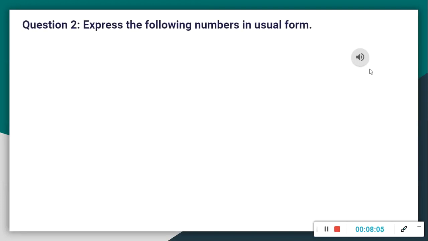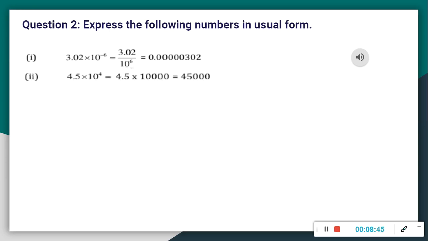Now see question number 2. Express the following numbers in usual form. It's already given in standard form. We have to write the reverse of that. Okay, 3.02 into 10 raised to minus 6. The power is minus 6, which means it's a smaller number, right? So one number is already there. How many jumps are required, meaning how many zeros can we add? 5 zeros, because one number is already there, so 5 more we need. So the answer would be 0.00000302. 5 zeros and 302. That is the answer. Okay.